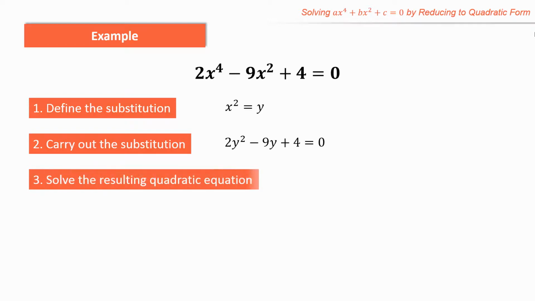In step 3, we solve the resulting quadratic equation. Can you spend a few seconds to try to solve this quadratic equation? If you have done correctly, this expression can be factorized into (2y minus 1) times (y minus 4) like this, giving the following solution set.